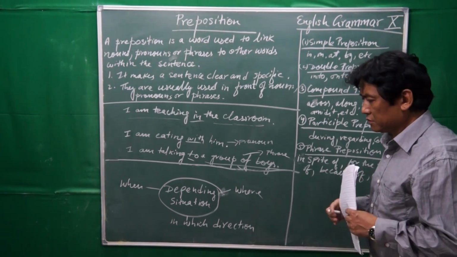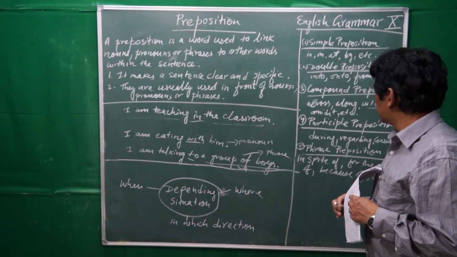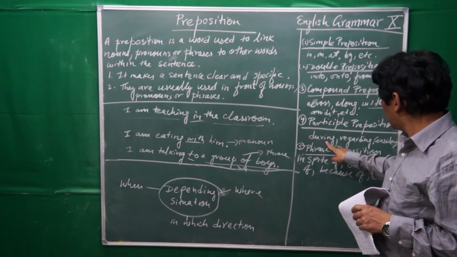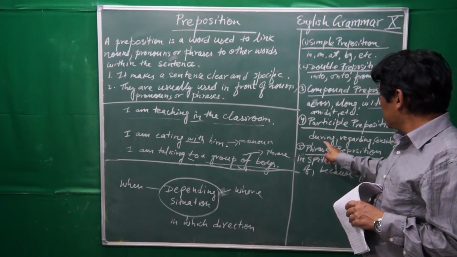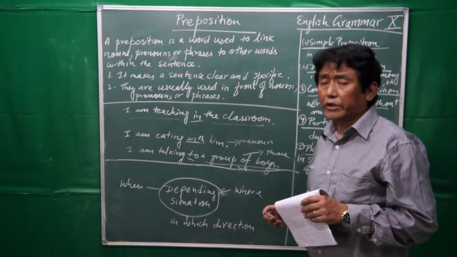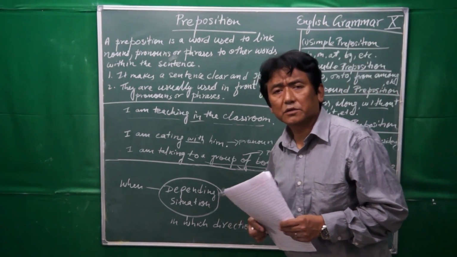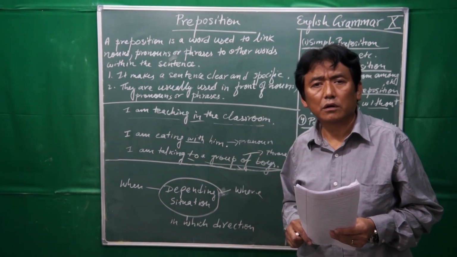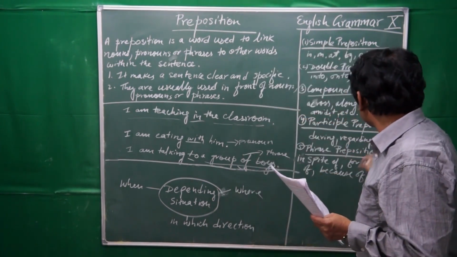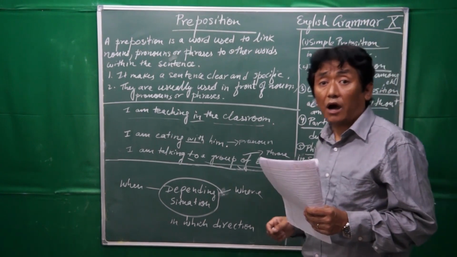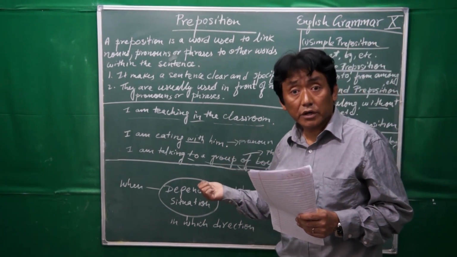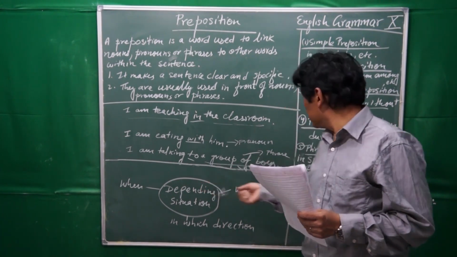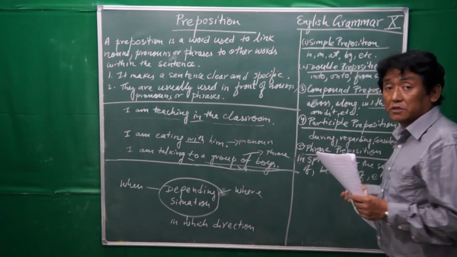Participles: we have present participles like during, regarding, considering. Well, during can be used like this: lots of people died during the war. And considering: you have to work really hard considering the plight of your country. Right? That is how you can use these participle prepositions.